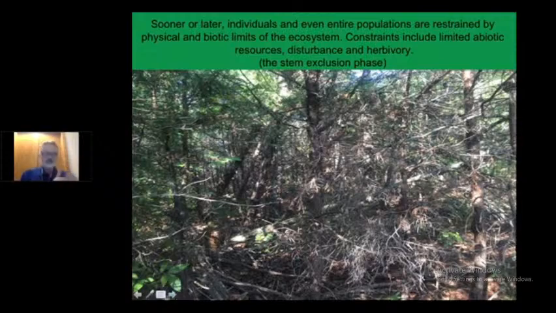So there may be individuals that somehow get restrained, and sometimes it's whole entire populations, and then they start to fall apart and die. And we see trees here now starting to die. This is the stem exclusion phase. It's thinning.